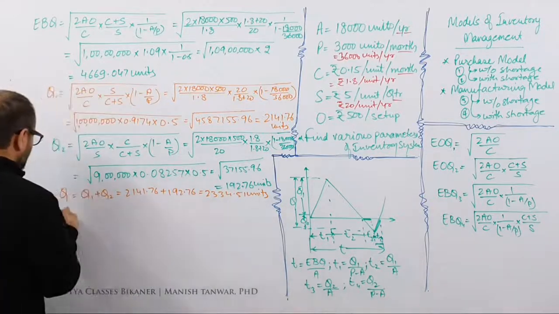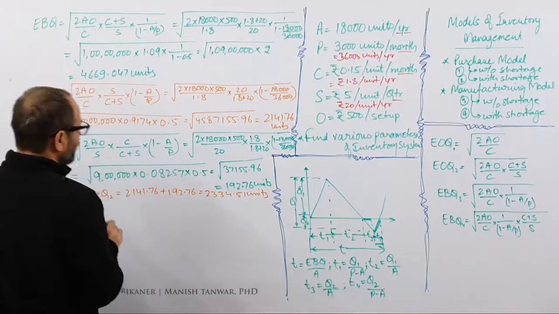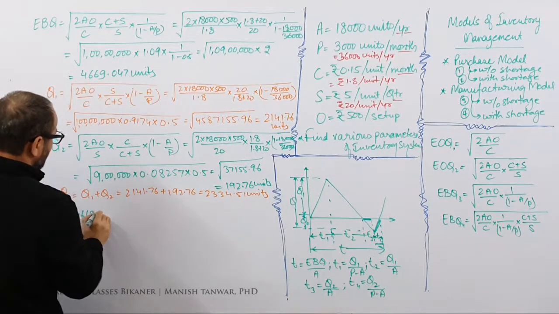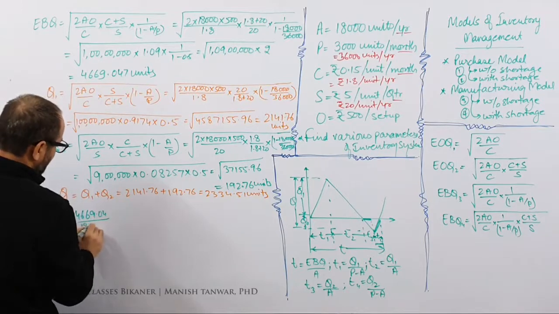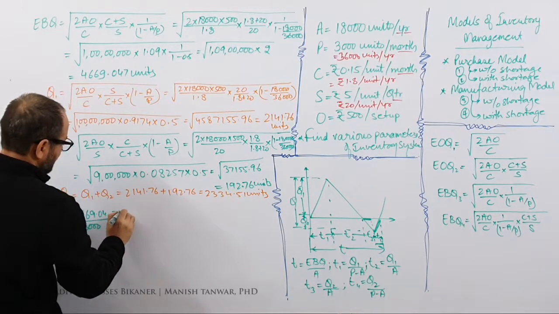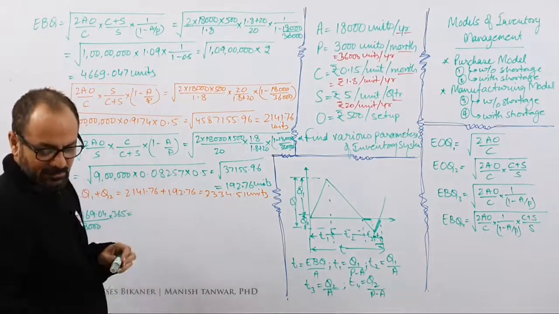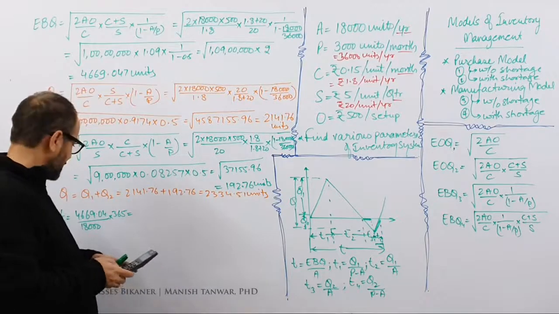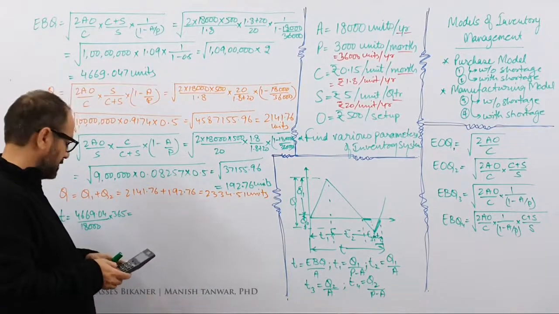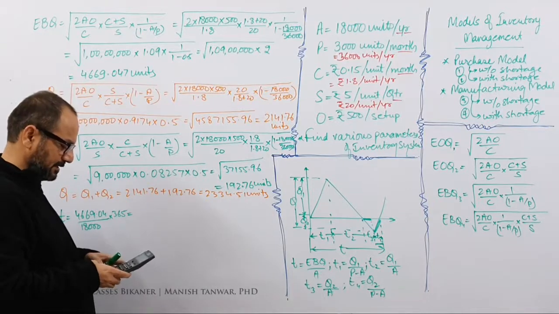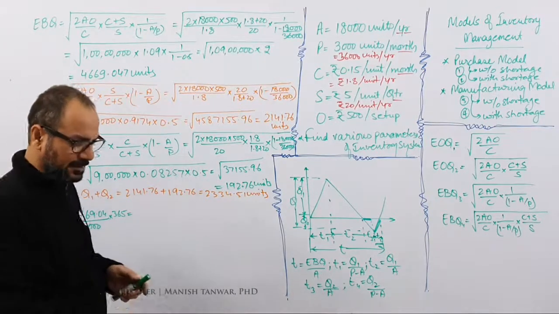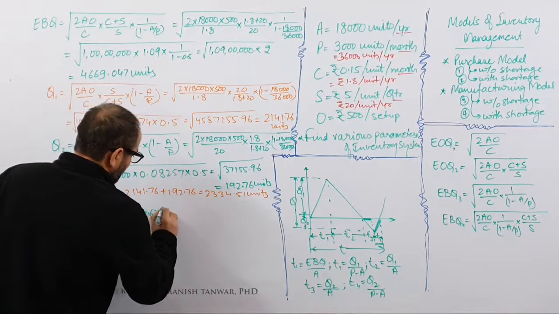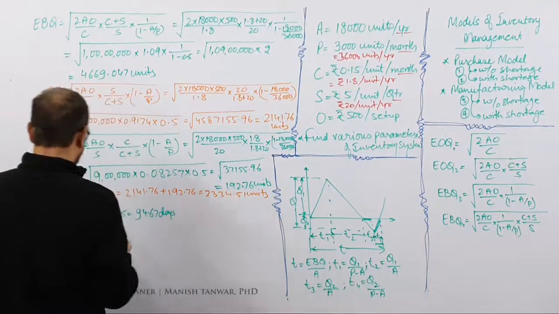So let us start over here. T would be EBQ upon A. EBQ is 4669.04 upon A multiplied by 365. Why am I multiplying it by 365? So that I get it in days. 4669.04 divided by 18,000 multiplied by 365, giving me 94.67 days. Fine.